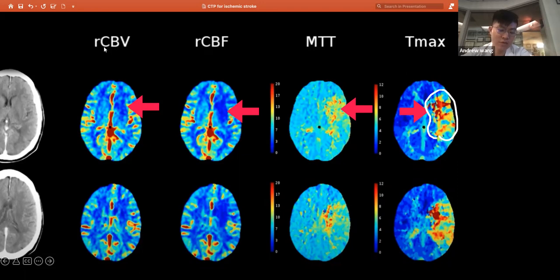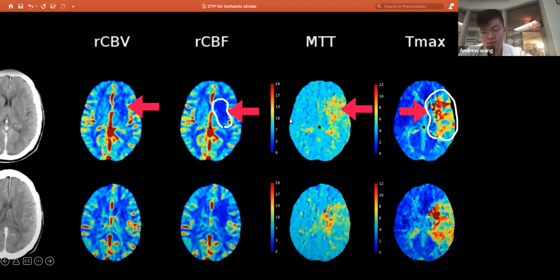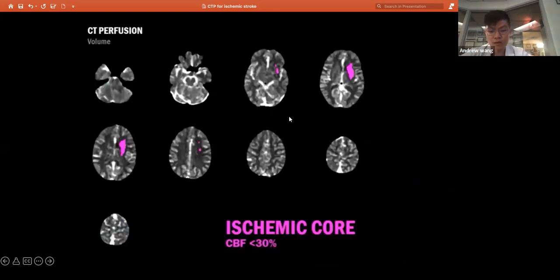Notice that cerebral blood volume and cerebral blood flow are presented as relative values rather than absolute values. This value is compared to normal brain tissue's blood volume and blood flow. So how are we going to transform this graph into a better picture to help us determine which patients are going to benefit from more aggressive treatment? Nowadays, the ischemic core is defined as cerebral blood flow less than 30%. This is the most widely validated definition now.